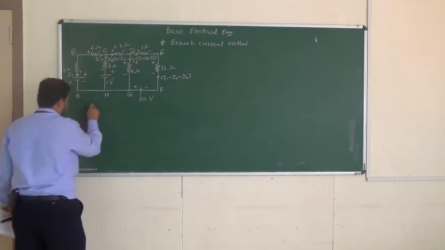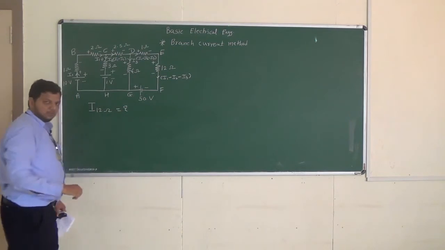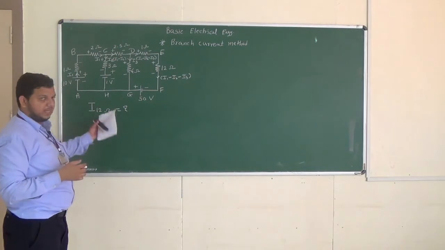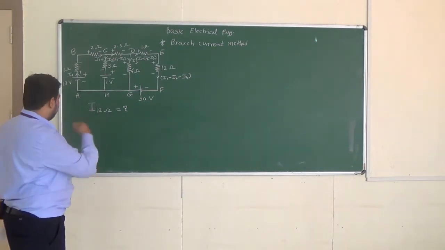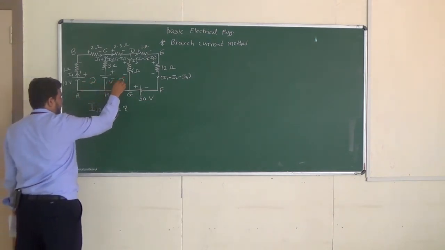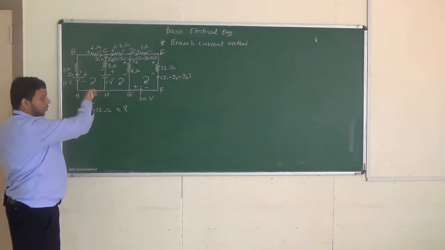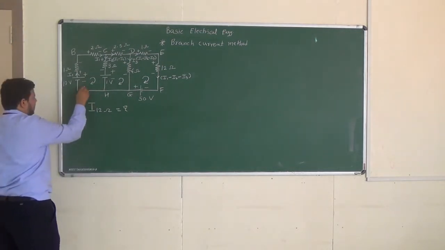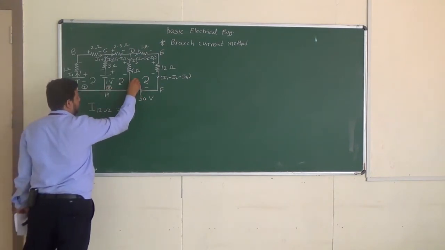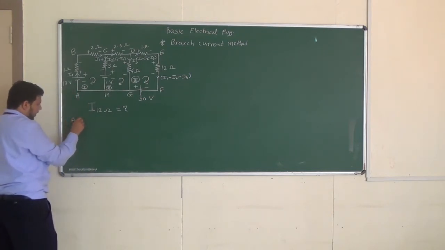Our aim was to determine the current through the 12 ohm resistance. The first 4 steps we have already done, so the 5th and 6th steps remain. We will apply KVL. Just for simplicity, we will apply KVL in the clockwise direction for these 3 loops. It is immaterial; we can consider anti-clockwise also. Now let us say this is loop number 1, loop number 2, and this is loop number 3.